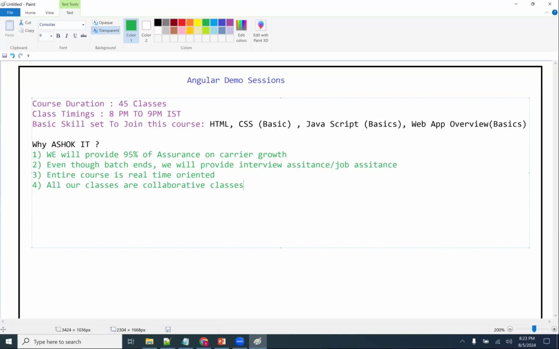So these are the top advantages of why you need to choose Ashok IT as one of the best platforms to make things clear and to understand the course clearly. Okay. Next, course content, guys. It is available on the Ashok IT website. You can go through the course content.